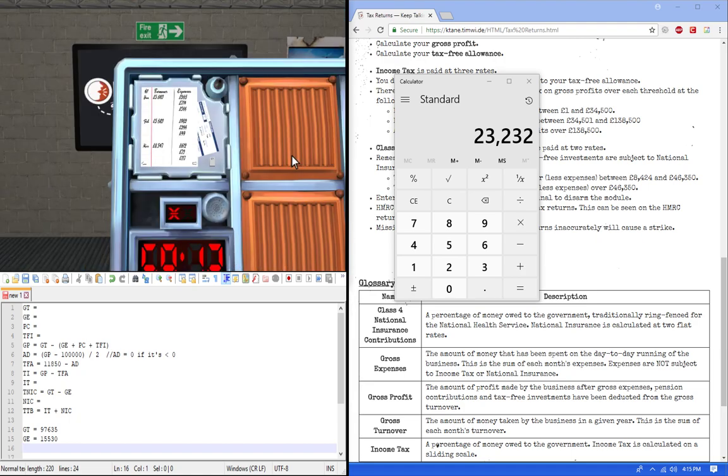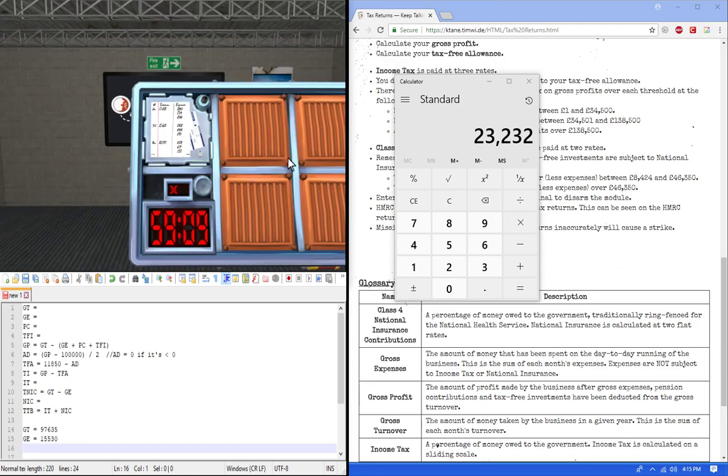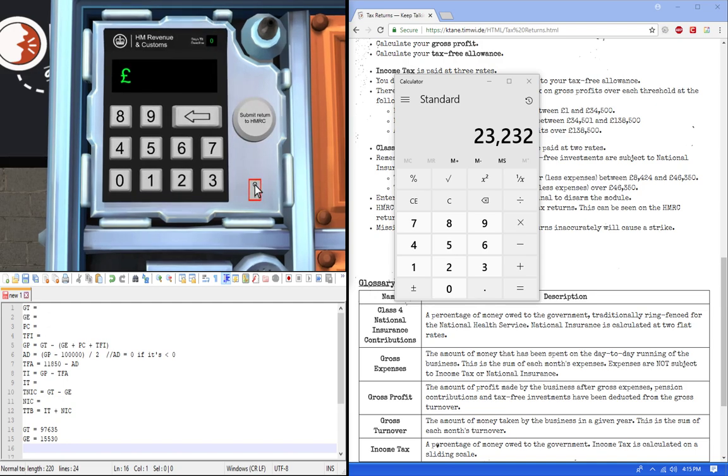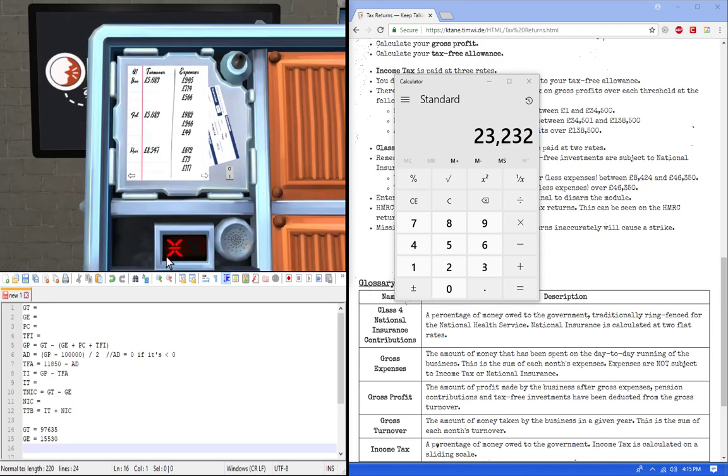And is it me or is this timer growing? Yeah, it is. Interesting.